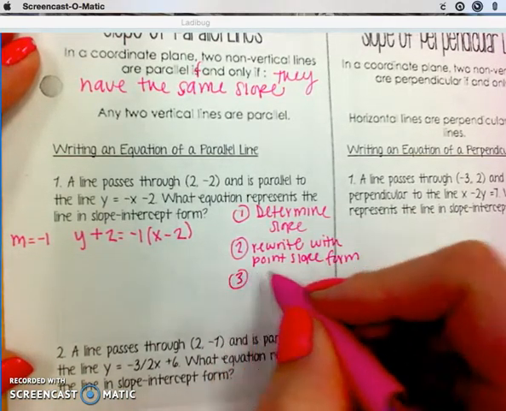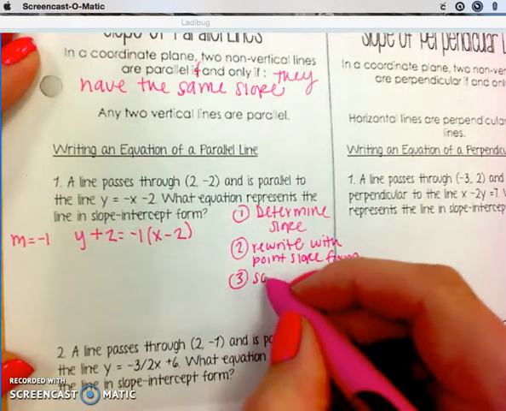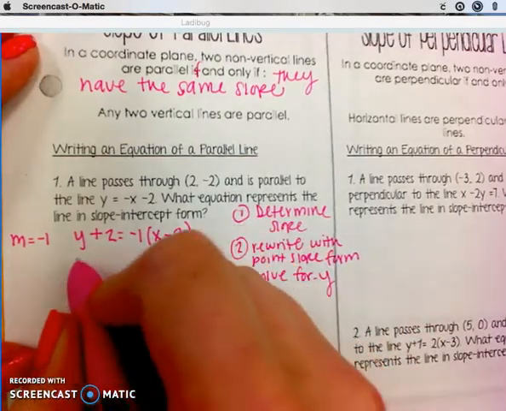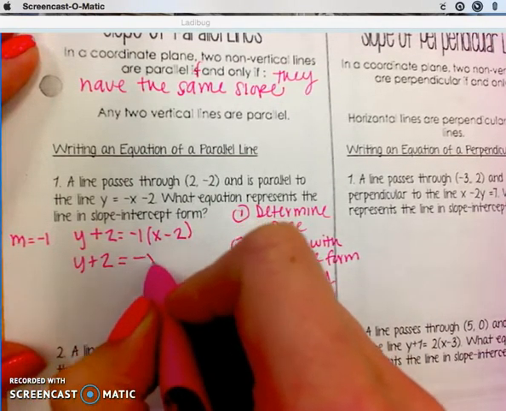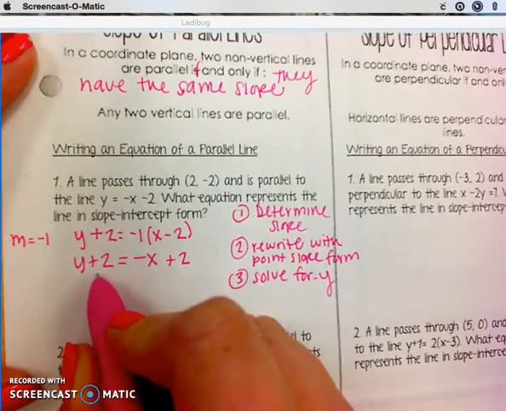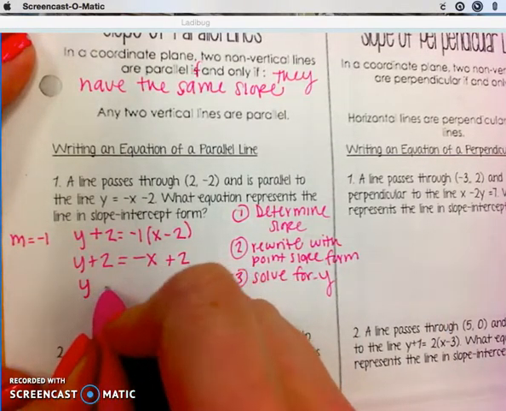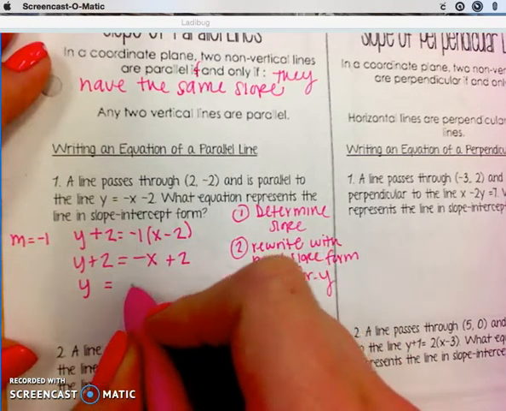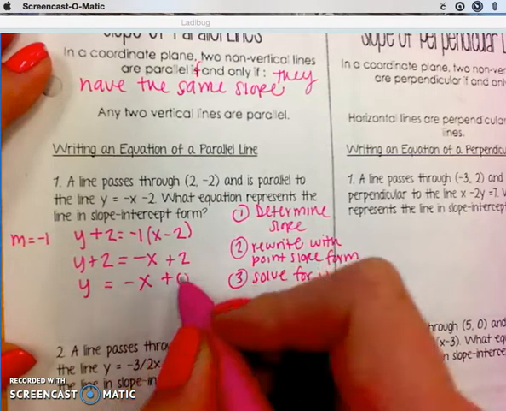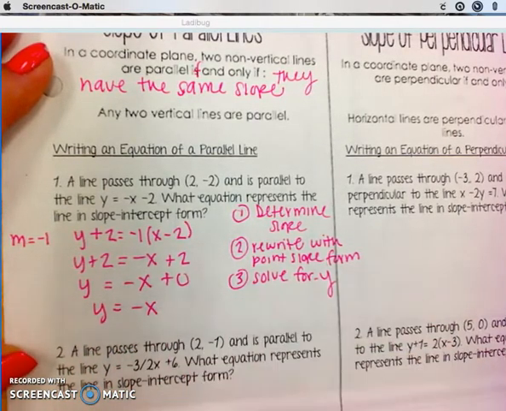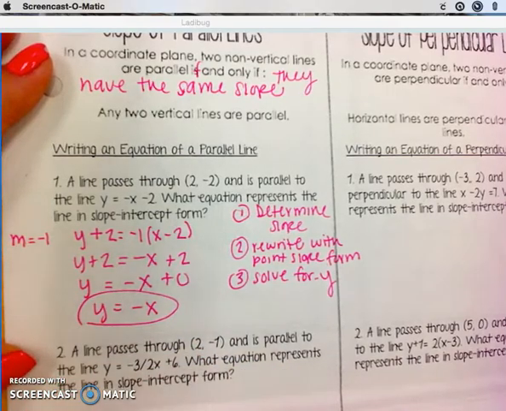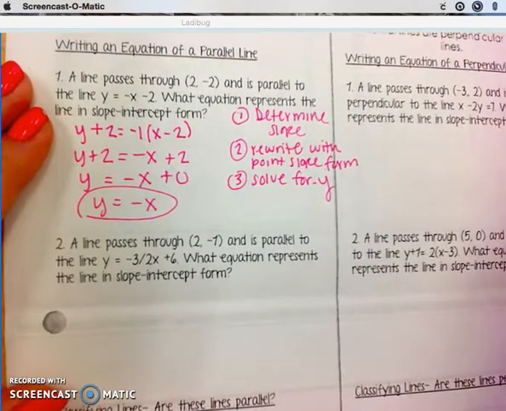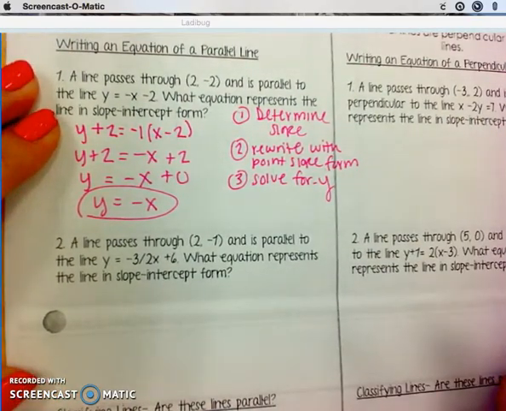And then, since I want it in slope-intercept form, I solve for y. So distributing, -x plus 2, and then subtracting. Getting 2 away from this side, subtracting, that would leave me with 0. So it's just -x plus 0, or -x. You can try the next problem if you want to pause the video.